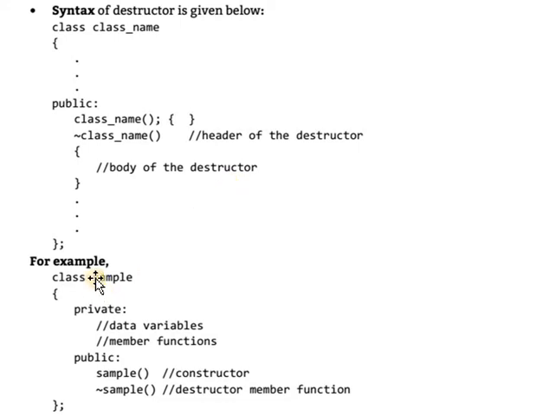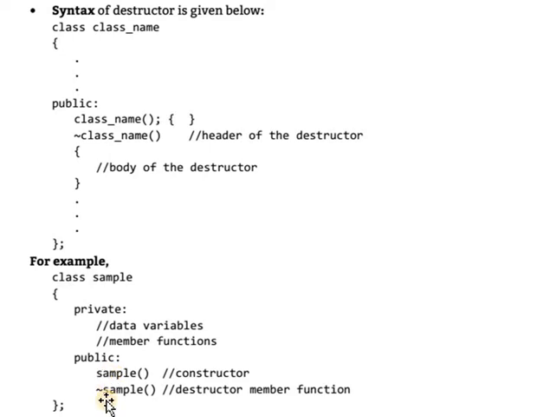Suppose there is a class sample. This class sample contains a number of data variables and member functions. Then in the public section we define the constructors and destructors. The constructor for the class sample is given here, sample. After defining the constructor, we define the destructor function.